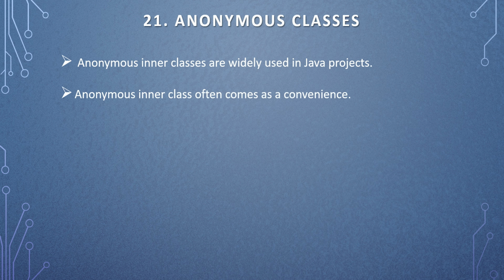In a manner, anonymous inner class often comes as a convenience. Considering the amount of usage on real-time projects, having a clear understanding of anonymous inner classes is essential for a good Java programmer. Once again, similar to any inner classes, I recommend using it only when you see a clear advantage.